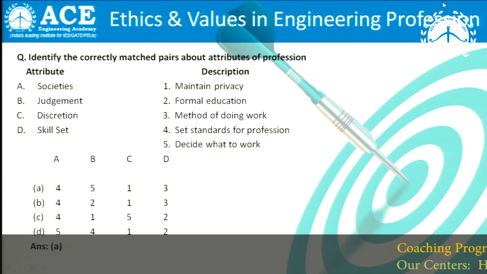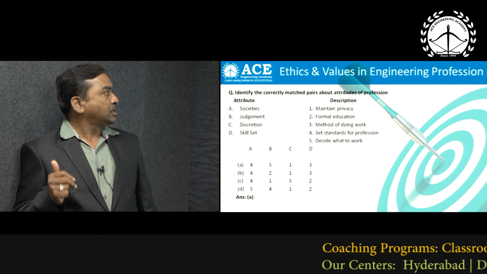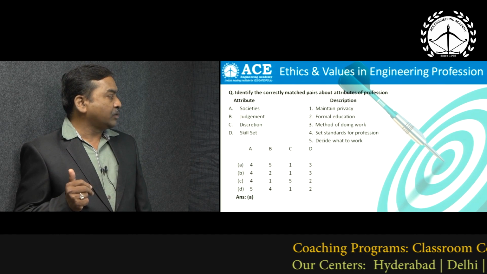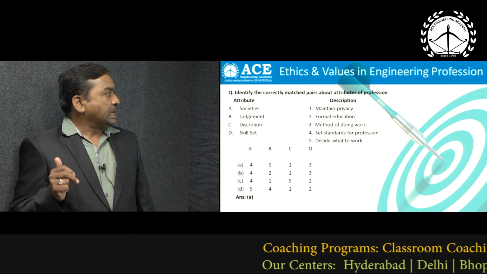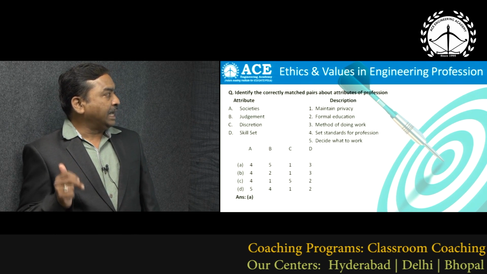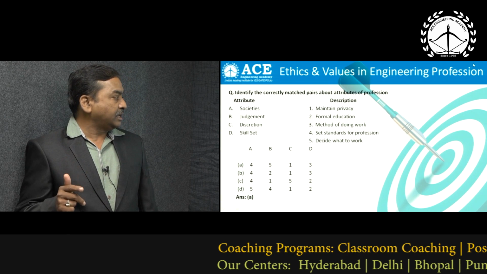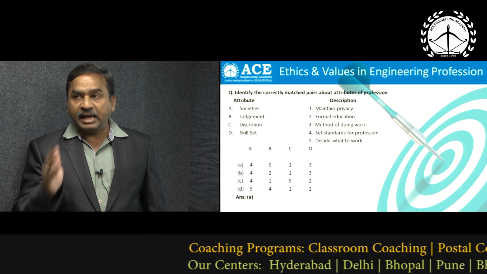A4. When we look to A4, one choice is eliminated, D is eliminated. Judgment is about deciding what to work. So B and 5 match together. That gives us choices, again 2 only. Skill set, I will go with D. Skill set is method of doing work, D3. That gives me a choice of A, and hence the answer is A here.